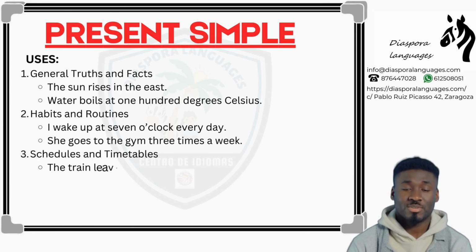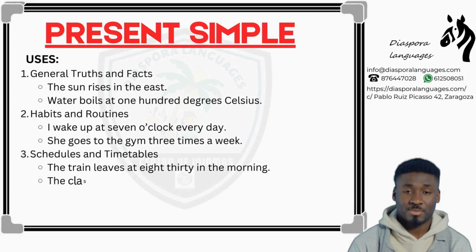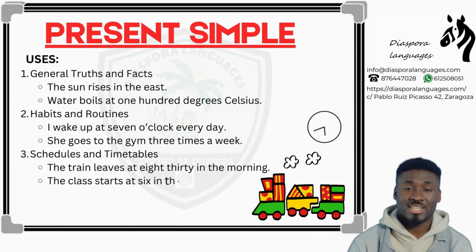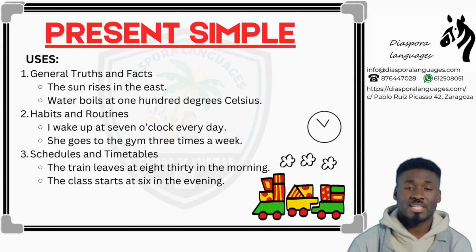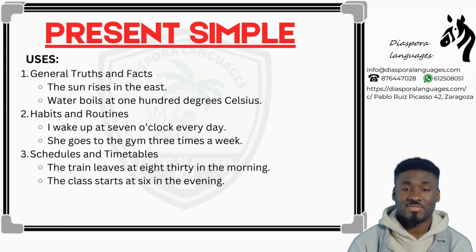Three, for schedules and timetables, we also use the present simple. For example, the train leaves at 8:30 in the morning. This is a scheduled time for this specific train journey, or probably a timetable, which is always like that for this train journey.